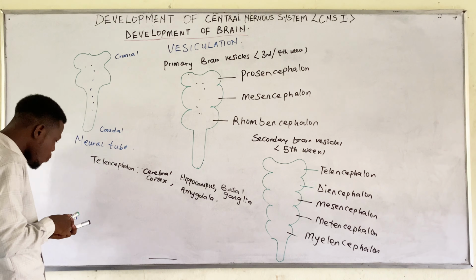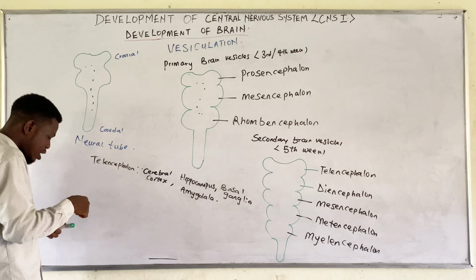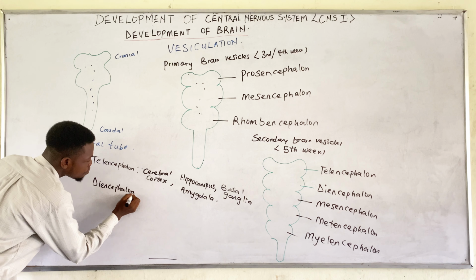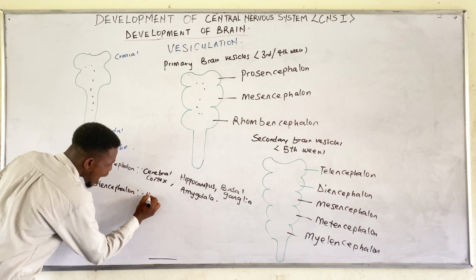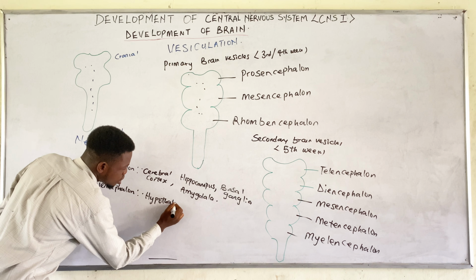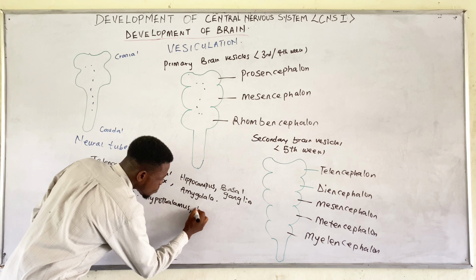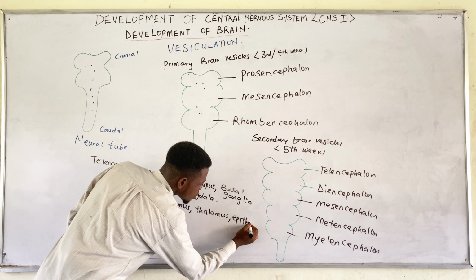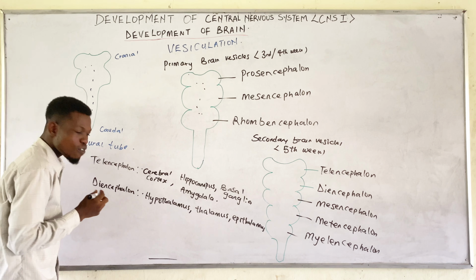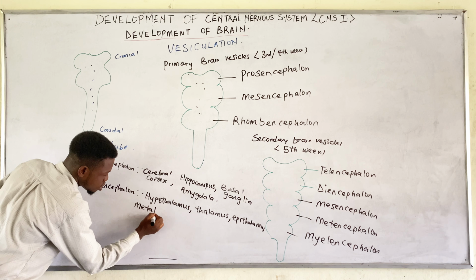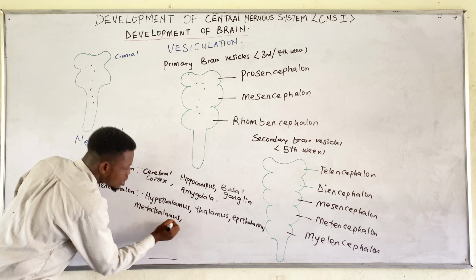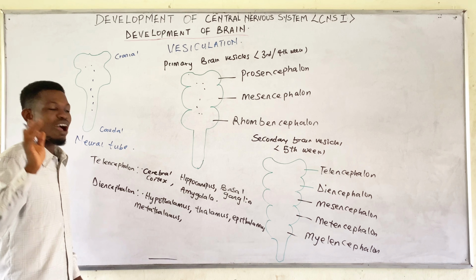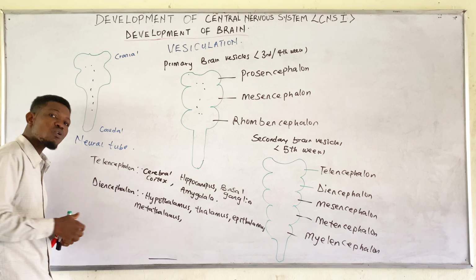We also have what we call the diencephalon. Let's look at what the diencephalon will give rise to. The diencephalon will give rise to the hypothalamus. It will give rise to the thalamus. It will give rise to the epithalamus. It will give rise to the metathalamus. It will give rise to the pineal gland. It will give rise to the neurohypophysis, optic nerve, and so on and so forth. That's what the diencephalon will give rise to.